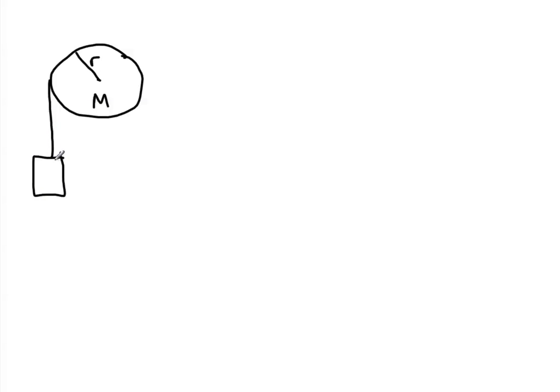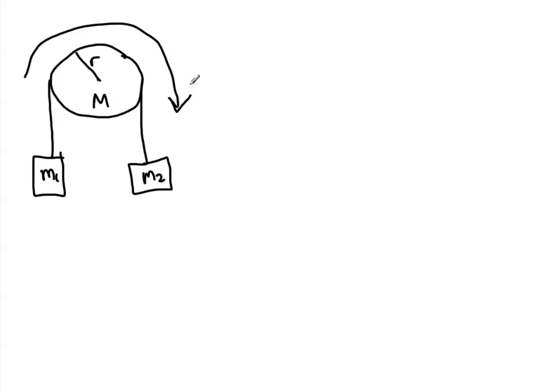Right, here's our pulley, and it has a mass that we're going to call capital M and a radius that I call little r. And it's got a weight hanging from either side. This one is M1, this one is M2, and M1 is smaller than M2, so the whole thing is going to rotate this way.